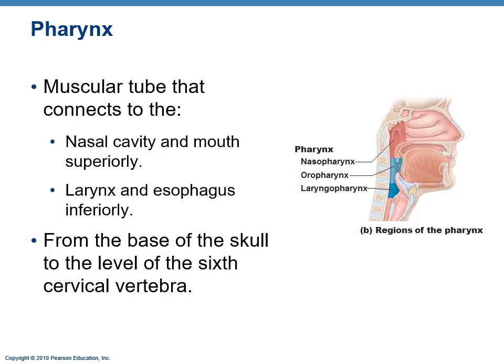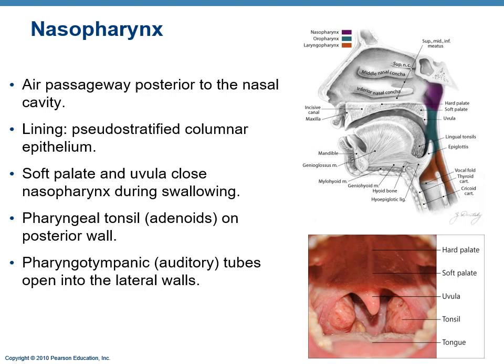The pharynx, what we consider the throat, is a muscular tube that connects to the nasal cavity and mouth superiorly and the larynx and esophagus inferiorly. It extends from the base of the skull to the level of the 6th cervical vertebra. The nasopharynx is an air passageway posterior to the nasal cavity. Its lining consists of pseudostratified columnar epithelia, the same as in the nasal mucosa, and it's comprised of the soft palate and the uvula as well, which close the nasopharynx during swallowing.